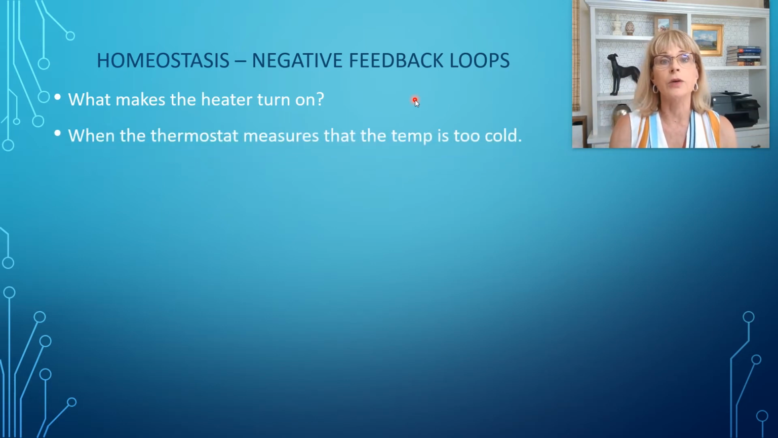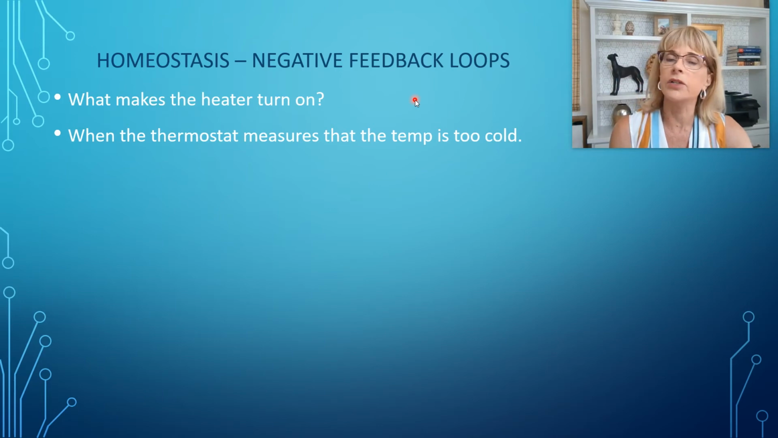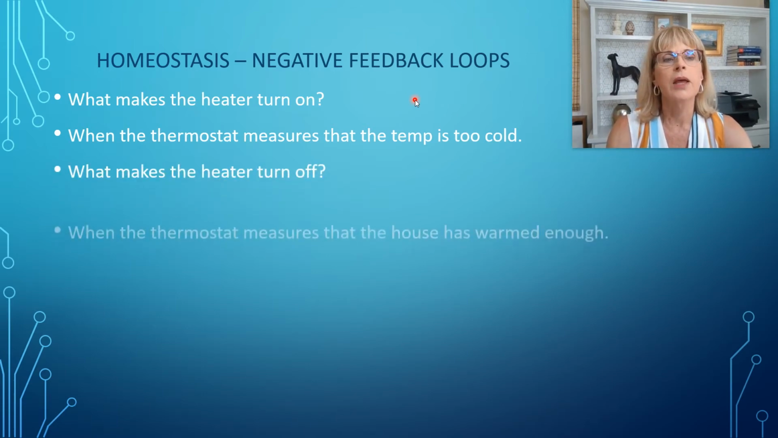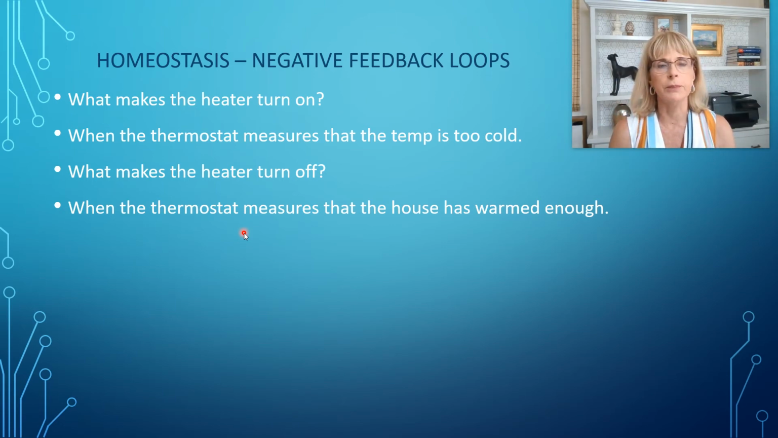When the thermostat in your house measures that the temperature is too cold, then that thermostat will start a mechanism that'll send a signal to the heater that will turn the heater on. Now, once the thermostat turns the heater on, does it stay on for the rest of all eternity? No. Okay, what makes the heater turn off? The heater will turn off when that same thermostat measures that the house is warm enough, and then it will stop the machine that is heating up the house. It will turn off the heater. This is a negative feedback loop. This is just so valuable for you to know.